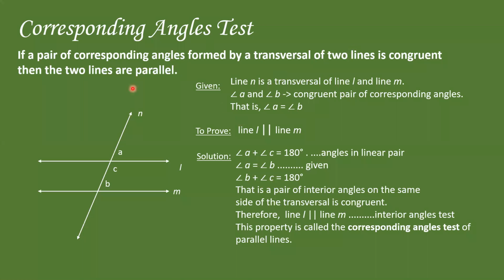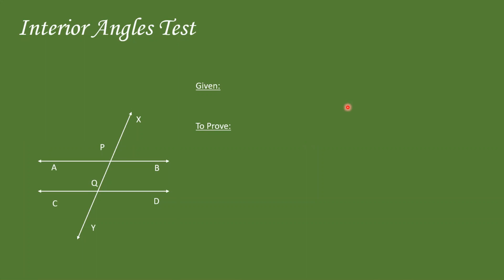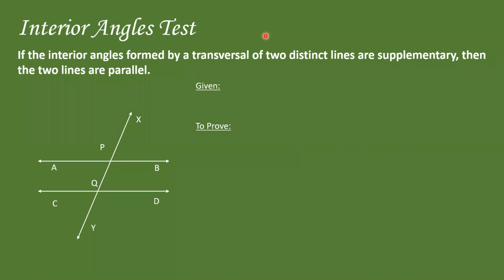Alright. So this was the corresponding angles test. Now we are going to the third one, the interior angles test. Now folks, this test is a little different. We are going to prove this in a very different way, not a difficult way, a different way. Interior angles test. So I'm going to request somebody to come off mute and read what's written on the screen.